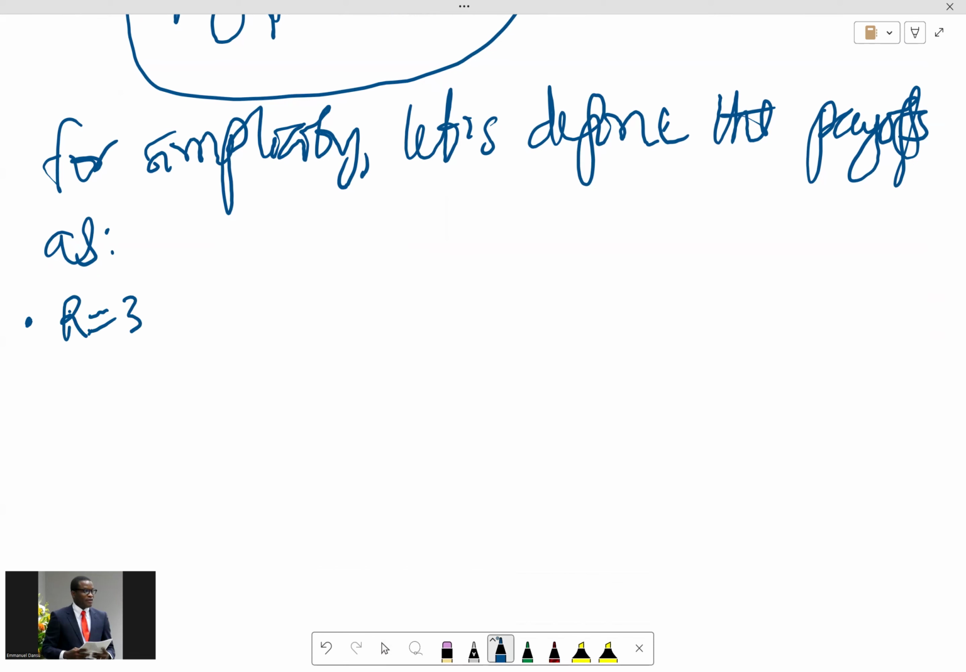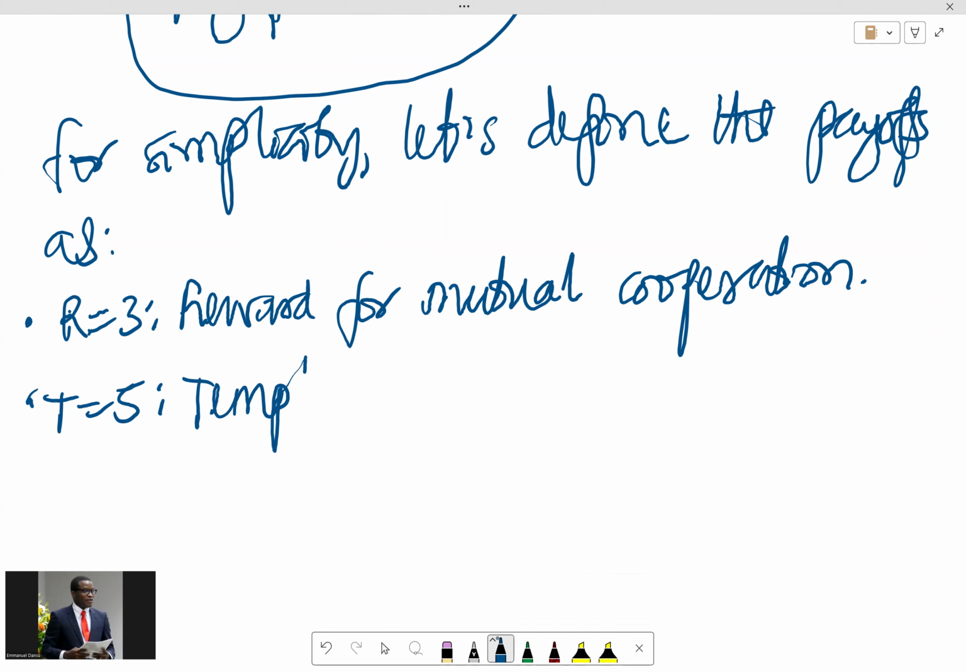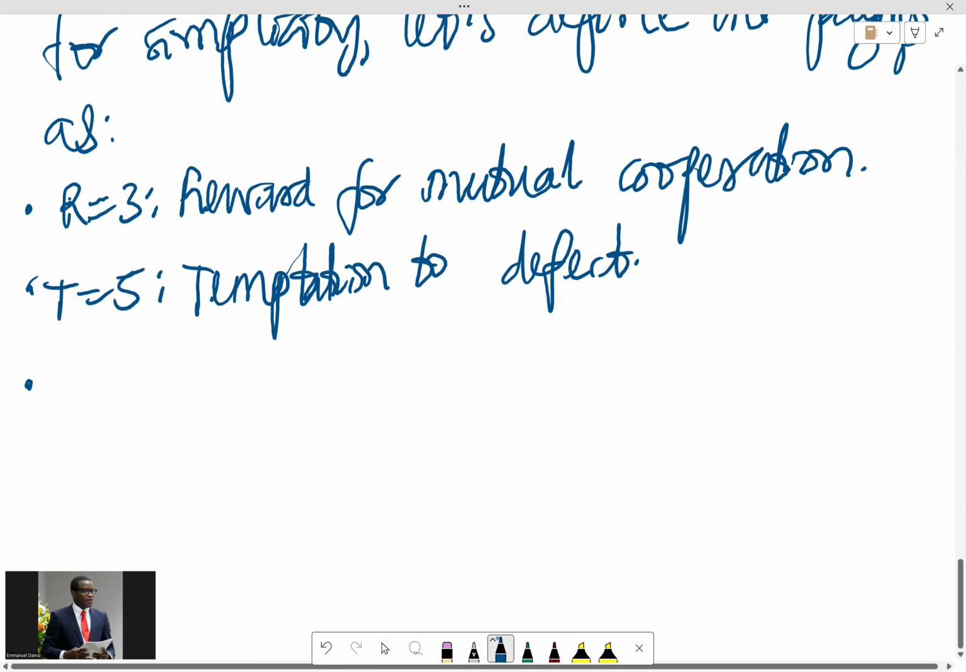We have R equals 3. That means reward for mutual cooperation. So if two of them cooperate, they get 3 points each. Then another thing is T equals 5. T is temptation to defect. So if you defect, you are tempted that you're going to get 5 points. The payoff can be in whatever terms. It can be in terms of money or time or prison sentence, whatever, but it's something positive.